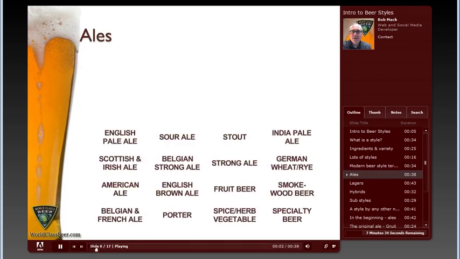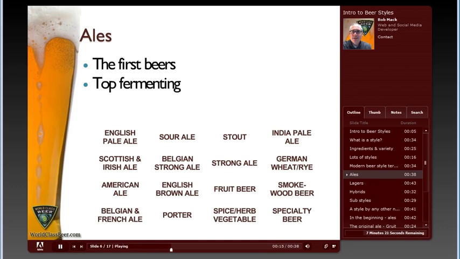Ales have been brewed for thousands of years, and there are many more variations of them than for either lagers or hybrids. 16 main categories of ales have been defined. Ales are sometimes called top fermenting beers because the yeast used to make them typically floats on top of the beer, where it converts sugar into carbon dioxide and alcohol.